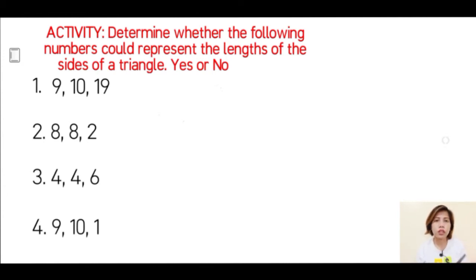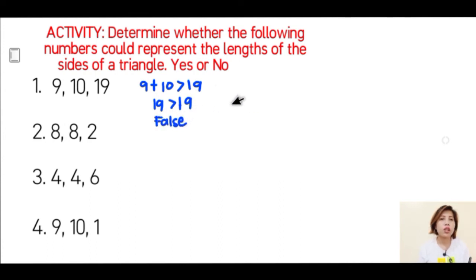So, let's try. Number 1, we have 9, 10, and 19. So, try muna natin yung 9 and 10. So, 9 plus 10 should be greater than 19. So, 9 plus 10 is 19. 19 is greater than 19. False. Dahil po, hindi po si 19 greater than 19 dahil equal sila. So, ang sagot po natin ay no, dahil meron ng isang false.